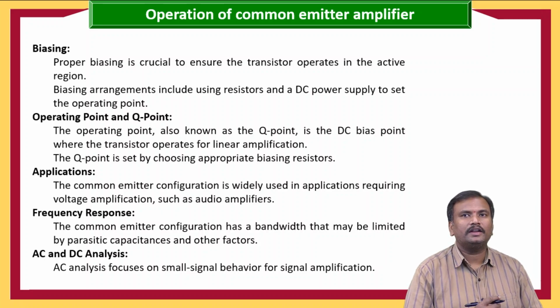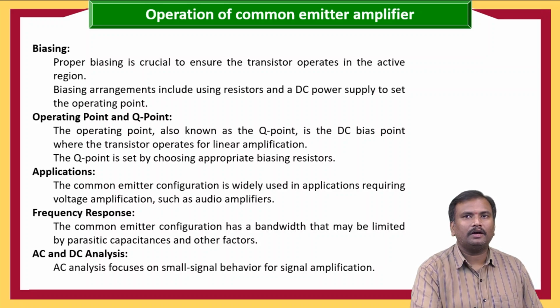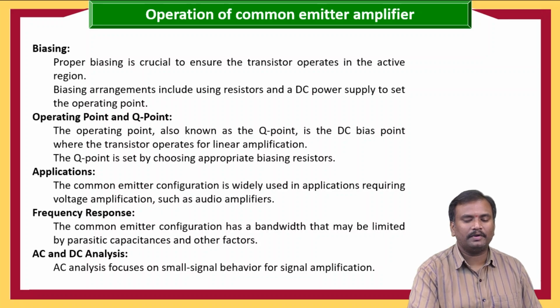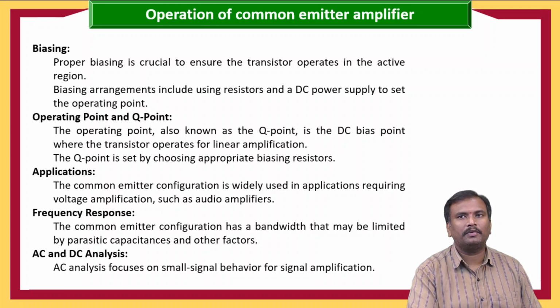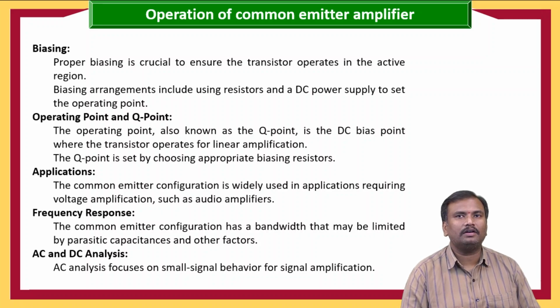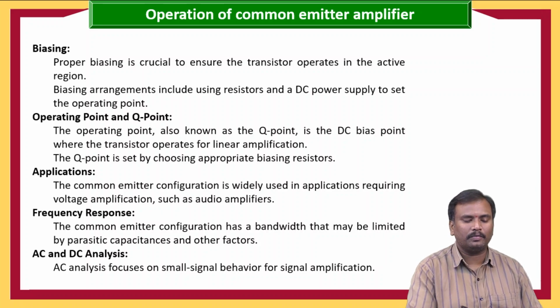Now let us go into what the operating point is. The operating point, also known as the Q point, is the DC bias point where the transistor operates for linear amplification. The Q point is set by choosing appropriate biasing resistors. This is the point where the transistor operates in linear amplification, and that point is called the operating point or Q point.